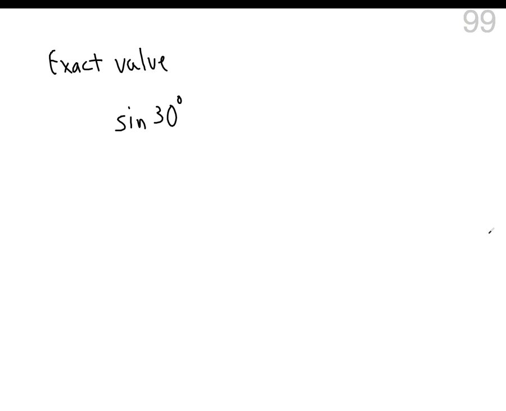Wait, we can't use a calculator? No, because the calculator won't give you the exact thing. I mean, you can plug in sine of 30, go ahead. It gives you 0.5, which is 1/2. Bad example. Let's try the sine of 60.